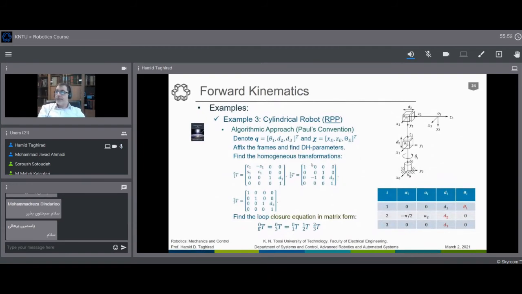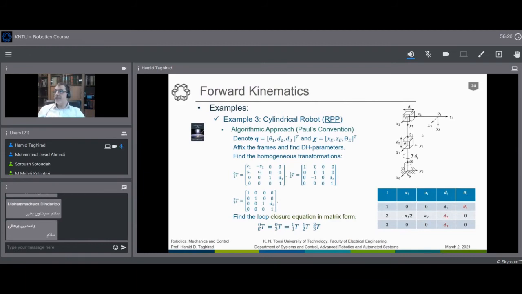We had A2 in this table. Yes, we have it. What is A2? Hossein, you tell me what is A2. Why do you ask me? Just ask yourself. A2 is the distance between Z2 and Z1. Okay, in the direction of? The common perpendicular, in the direction of X2.